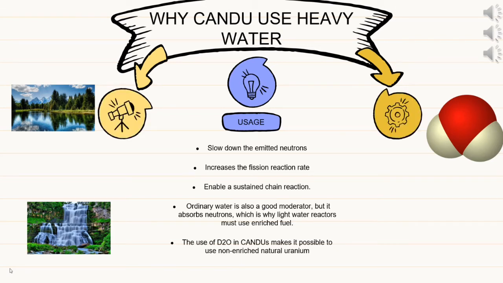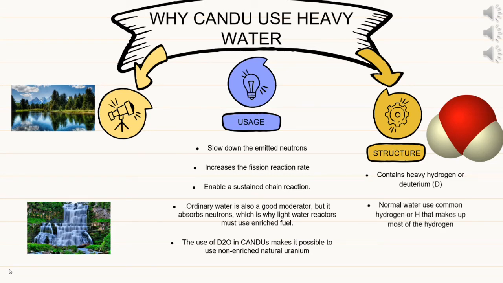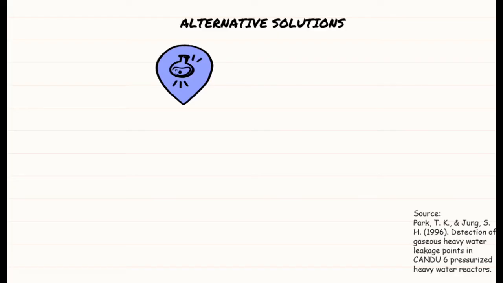Actually, instead of the common H2O that we use, heavy water is D2O. It contains heavy hydrogen or deuterium, and normal water just have normal hydrogen. Heavy water is actually about 10% heavier than H2O. Heavy water actually can be extracted from natural water sources. So there are 2 alternative solutions.